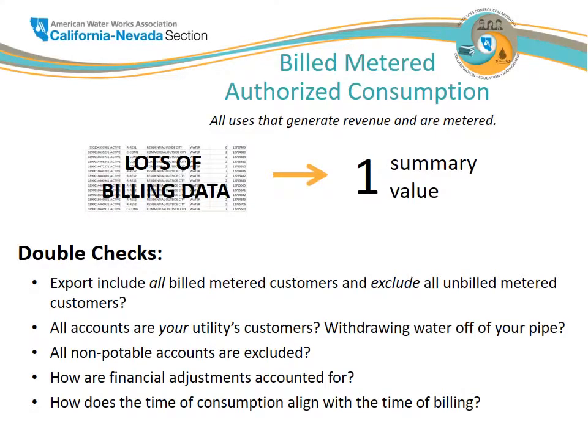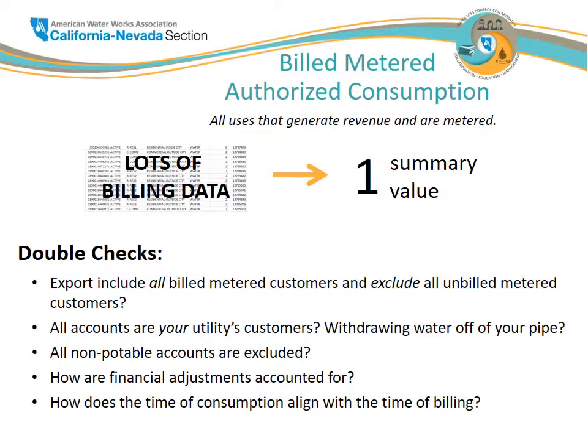And here you can see in this representation our graphic of a lot of billing data, rows and rows and rows of records, each of which represent an exchange of volume from your distribution system to a customer. All of that data we have to investigate and then summarize with one volume, one number that describes all of your billed metered authorized consumption. And that is a big task to investigate all of your billing database and summarize it accurately. Here are a couple things that we want to keep in mind when doing that.